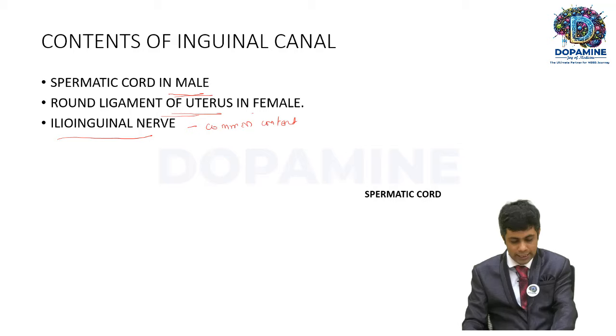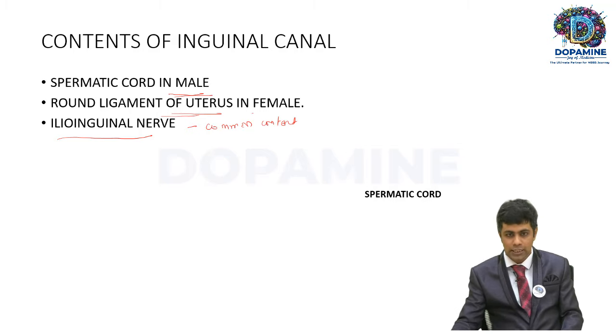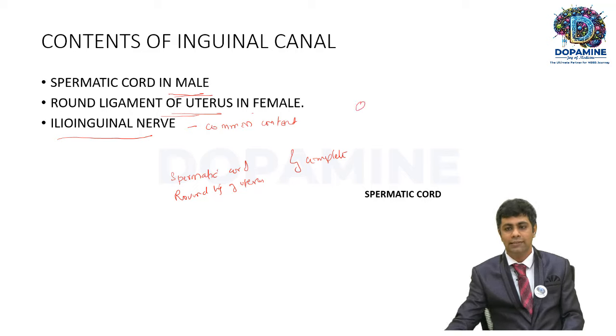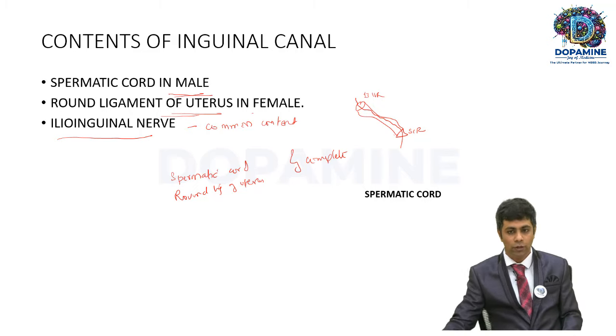ilio-inguinal nerve. Right? So now when you talk about the content here, we are talking about the spermatic cord and the round ligament of uterus forms the complete content. When I say the word complete content, it extends from the deep inguinal ring to the superficial inguinal ring. So it travels from there and goes up to the deep ring. So it forms a complete content. What I am talking about is the spermatic cord and the round ligament of uterus.